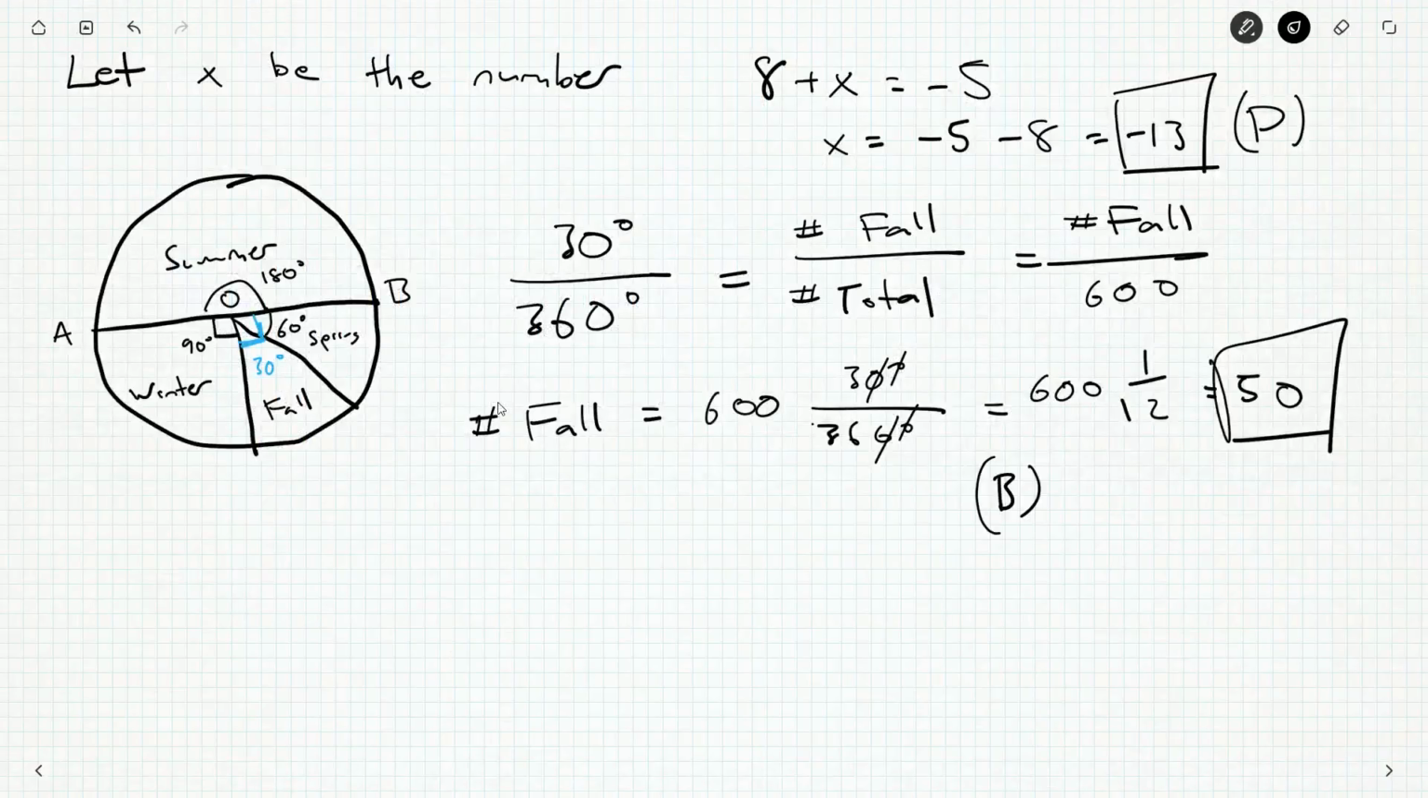If you had extra time and you wanted to verify this in another way, test out the angles. We know 60 degrees is for spring, so that should work out to 1/6 of the total 600. So 100 students like spring. And that makes sense. It's double the number of fall because we got double the angle. 60 is double 30. And you can figure out the number who like winter. That's going to be a quarter of the total, so that's going to be 150.